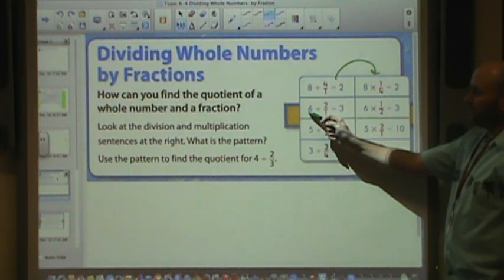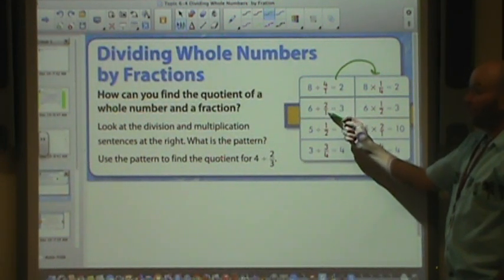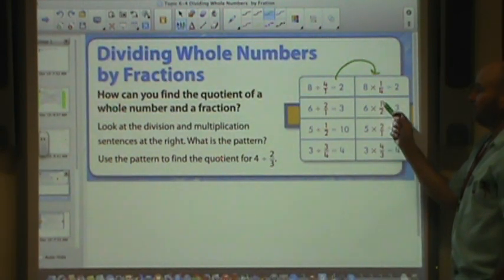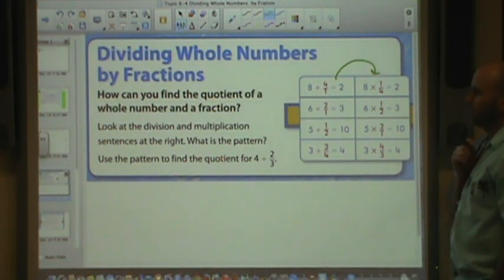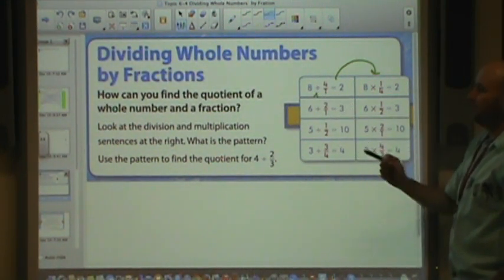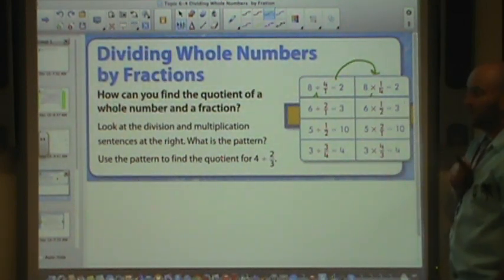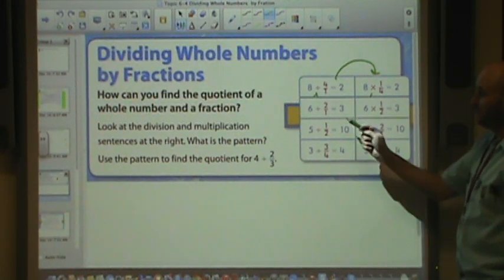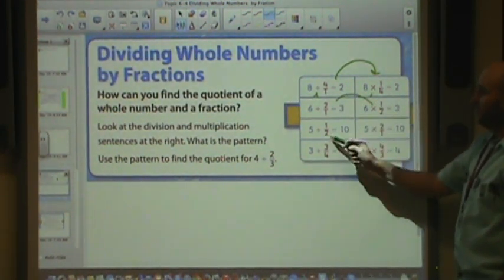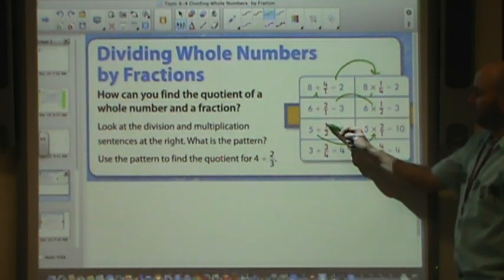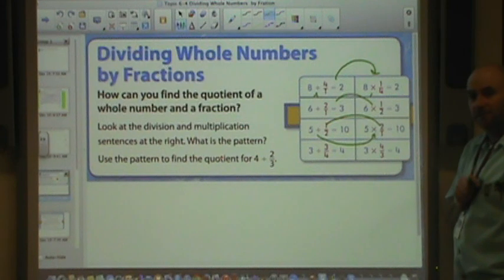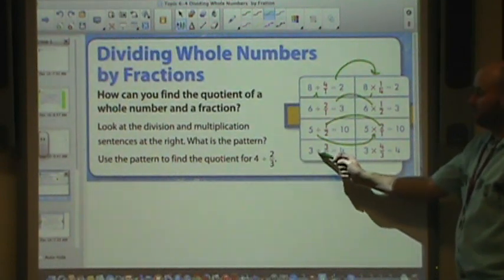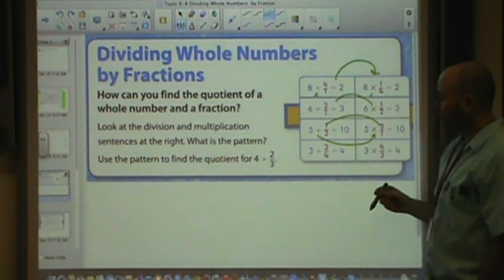If you look at this, we have 6 divided by 2/1 equals 3. Over here they have 6 times 1/2. So it appears that they're changing the division symbol to multiplication, and they're flip-flopping the numerator and the denominator. That seems to be the pattern. So this turns into multiplying. This flip-flops the numerator and denominator. 3/4 becomes 4/3. Division becomes multiplication.